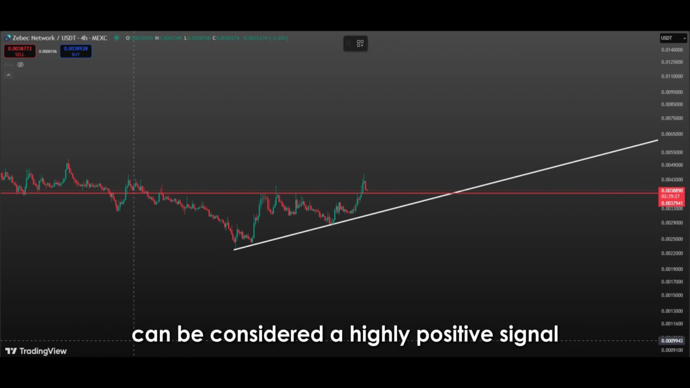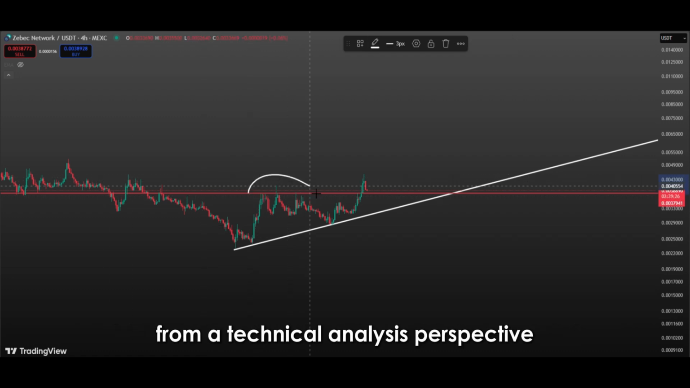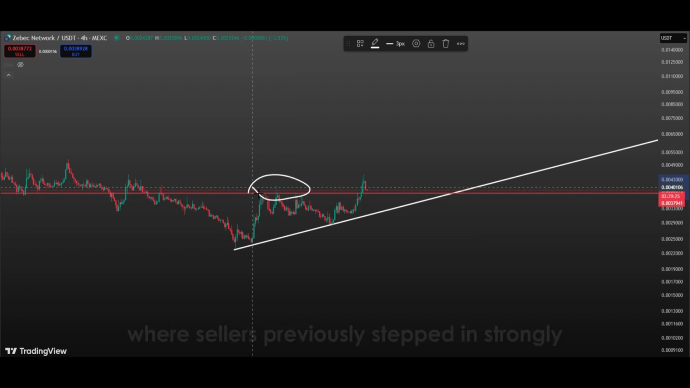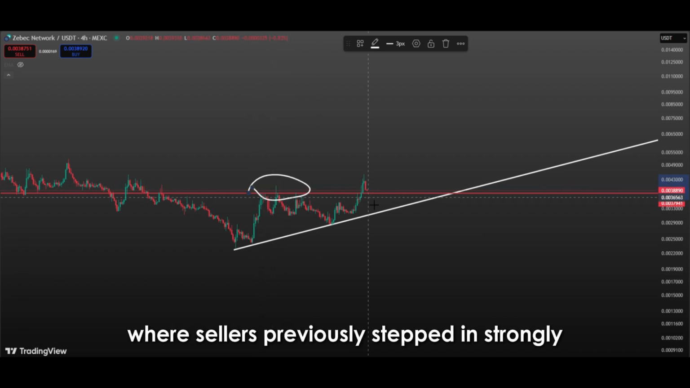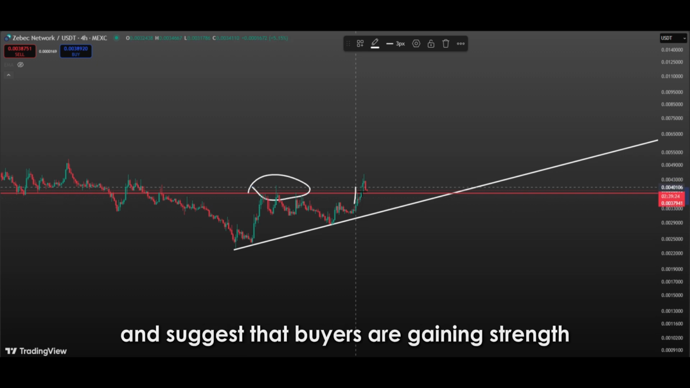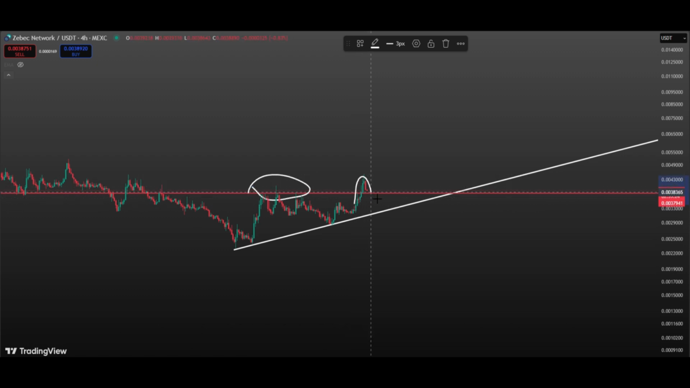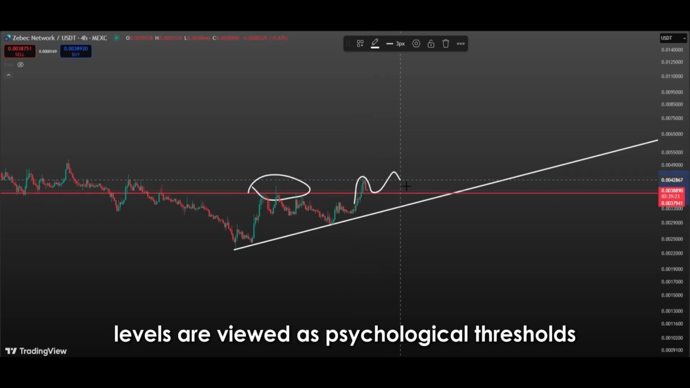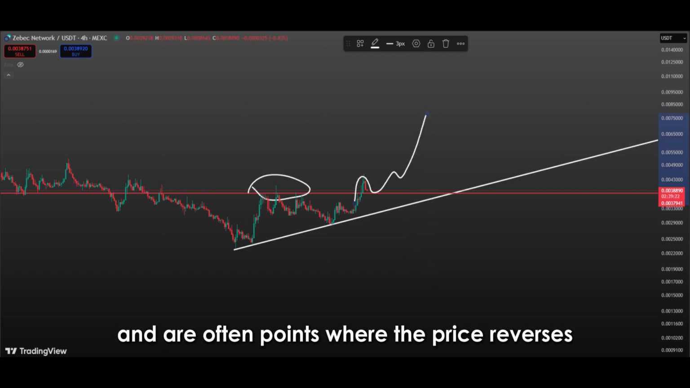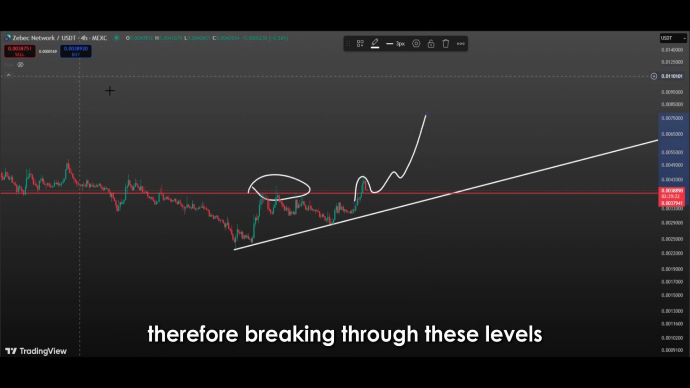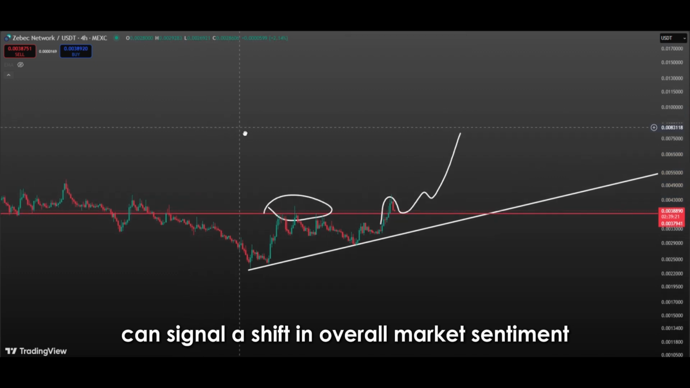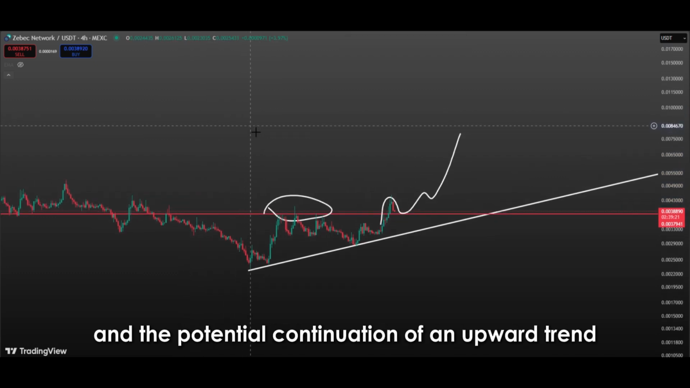The breakout of this resistance level by the price followed by a pullback toward the same level can be considered a highly positive signal from a technical analysis perspective. This is because the breach of an area where sellers previously stepped in strongly may indicate a shift in market structure and suggest that buyers are gaining strength. Resistance levels are viewed as psychological thresholds among investors and are often points where the price reverses.